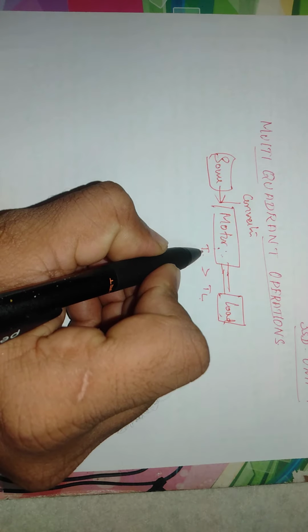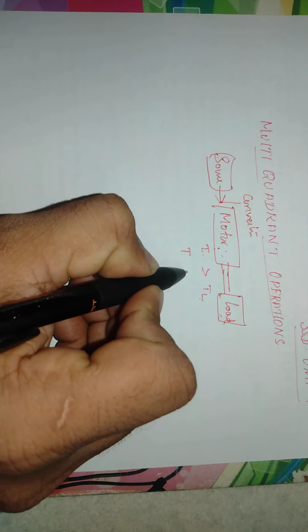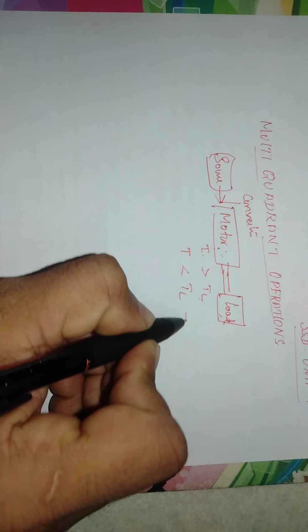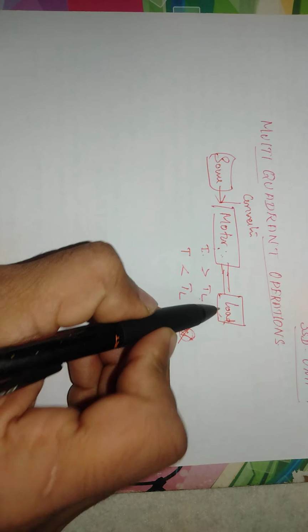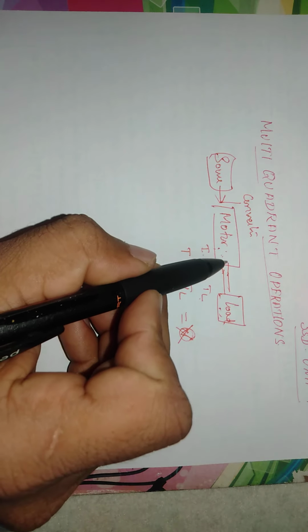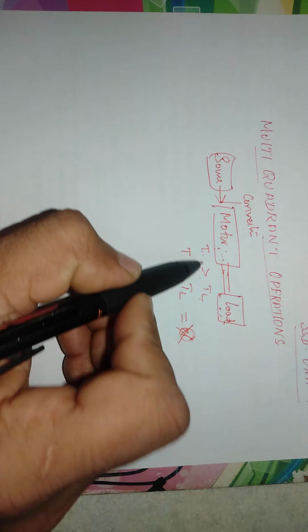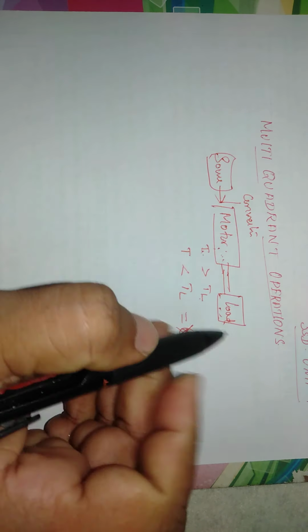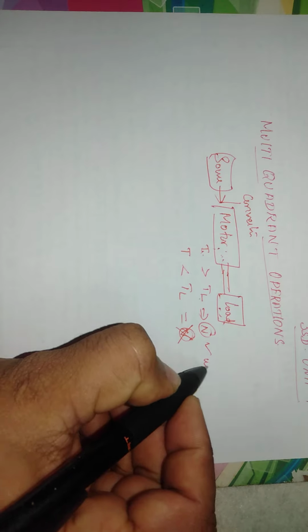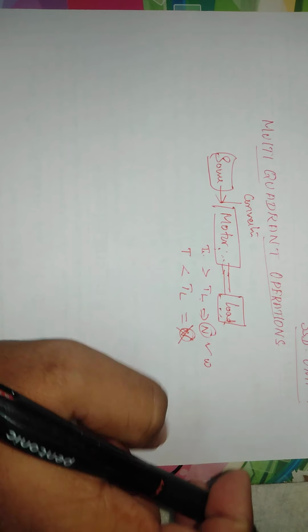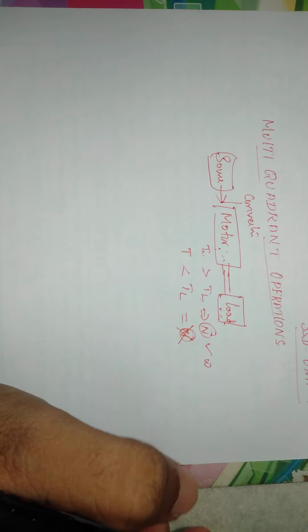If the motor torque is less than the load torque, there will not be any rotation of speed, because the load will override the motor operation. If the motor torque is higher than the load torque, there will be rotation of speed. So this is what we need to identify. The speed can be given in terms of omega. These are the three terminals we need to identify here.